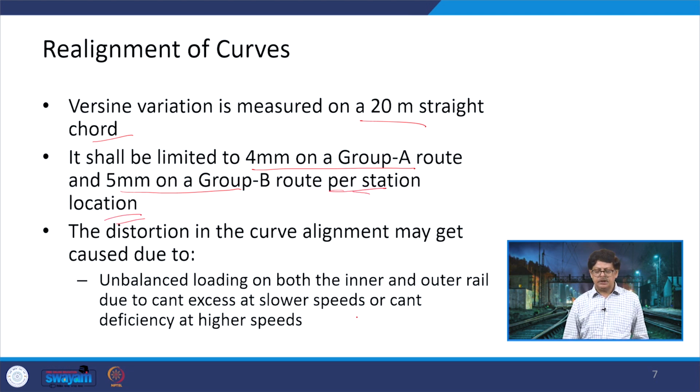The distortion in the curve alignment may get caused due to what are the various reasons? Unbalanced loading on both the inner and the outer rail, that means some variation in the track has come, and because of that the pressure which is coming on both of the rails is not the same. It may happen because of the super elevation also, it may happen because the super elevation is provided, but the trains are moving at a speed slower or more than that. So, there is a possibility of the cant deficiency or cant excess condition. So, in those cases also the unbalanced loading will come.